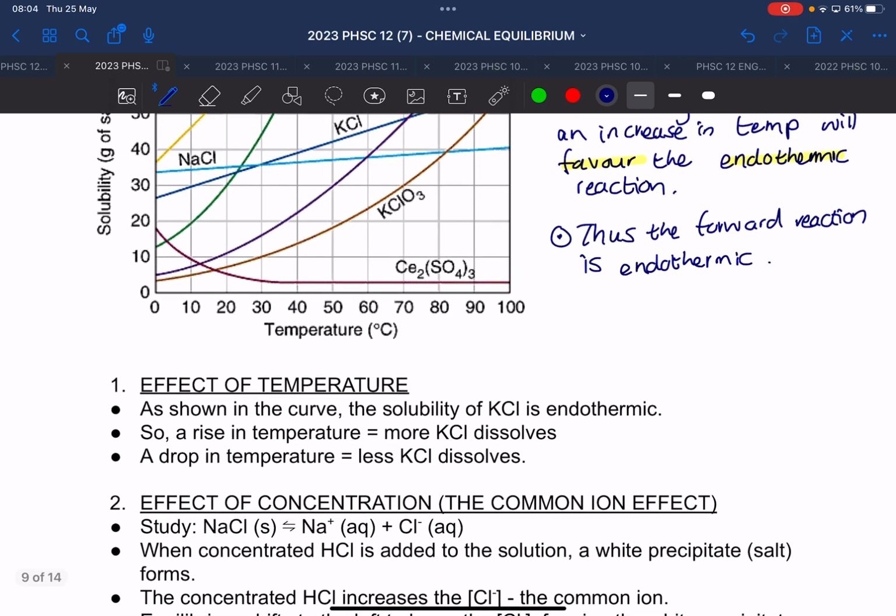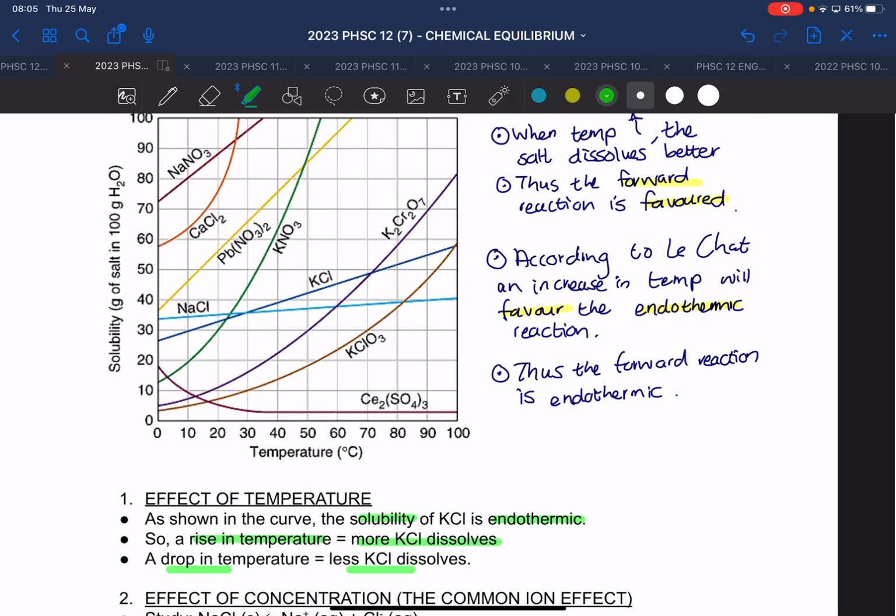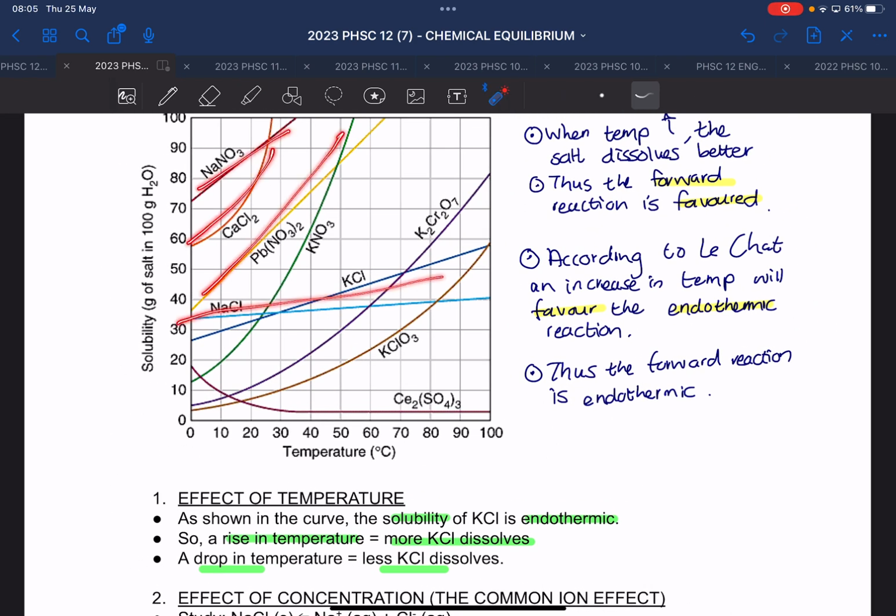Alright, so it says there at the bottom, as shown in the curve, the solubility is endothermic. To dissolve a salt in water, it's endothermic. So when you raise the temperature, it dissolves more. And obviously when you drop the temperature, when it gets colder, it dissolves less. All of the salts are like that, as you can see, except for this one. This one actually dissolves less when you make it warmer. So from the graph we can see that.